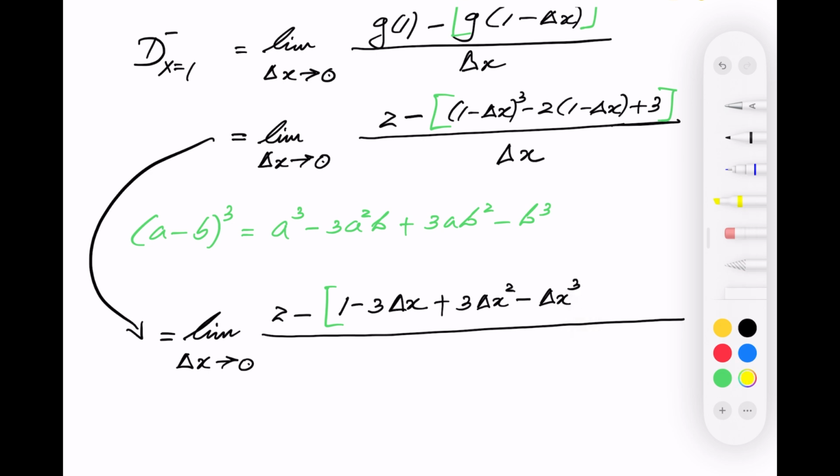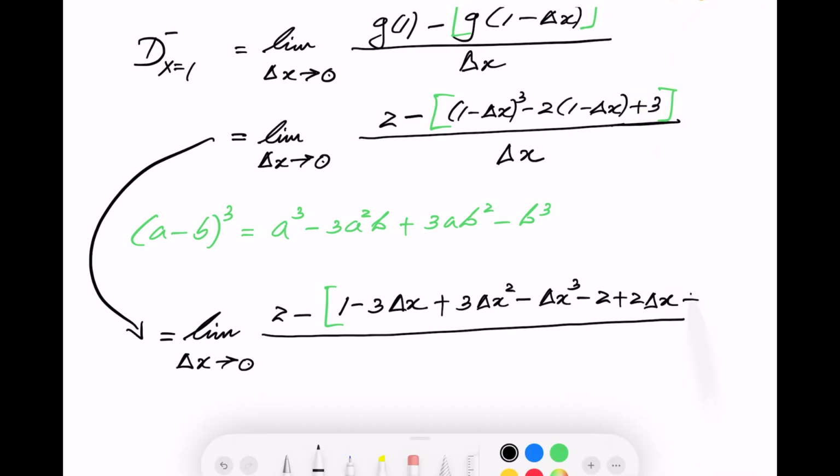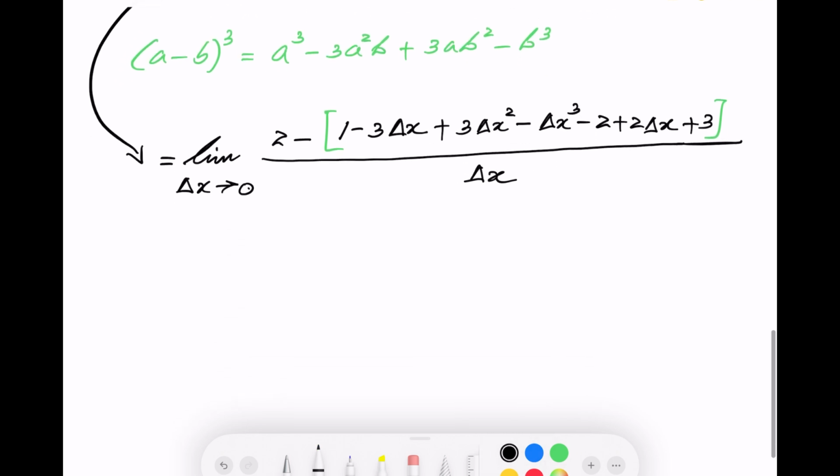And then I need to distribute this negative 2 to each of the two terms inside this parenthesis. Then I get negative 2 plus 2 times delta x. And finally, I have a plus 3. We'll close the brackets, and in the denominator, I have a delta x term. Now we need to simplify this numerator, and then we can evaluate this limit quite easily.